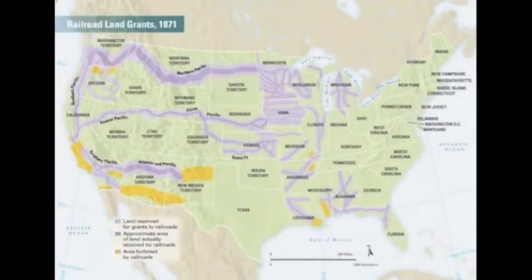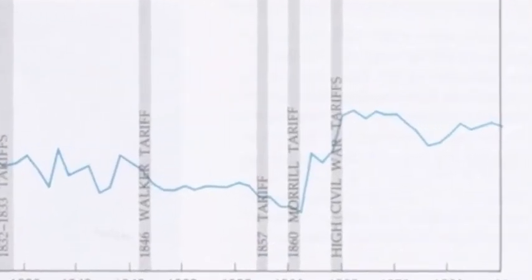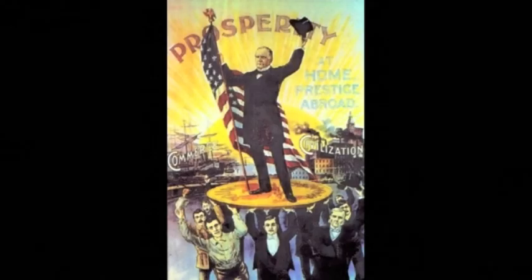Railroads were given free land grants. Tariffs were kept high to protect industry. The gold standard was maintained just as the bankers wanted, and injunctions were used to stop union strikes.